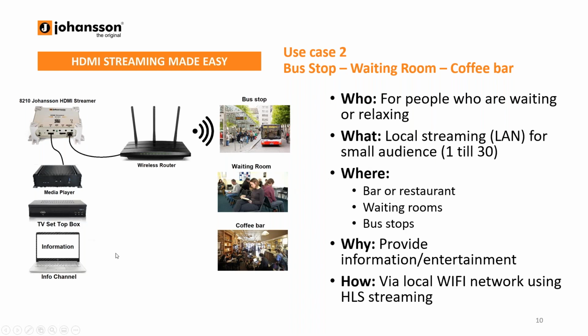So if you have an information channel or a media channel, you can just connect it to our HDMI streamer, and you connect the streamer to your Wi-Fi or your network. Then the only thing you have to share with your guests or travelers is the address, host name or IP address. I will come to that later, and they are good to go. They can just watch the content which is connected to the device.